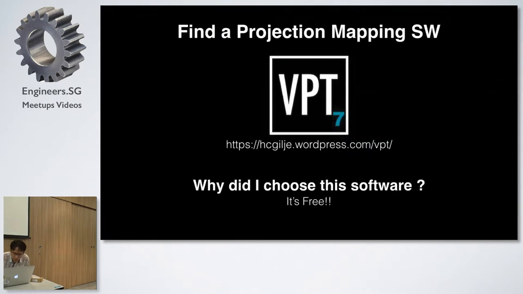Okay, so back to my slide. The first thing is that I choose a projection mapping software. The one that I use is called VPT7. VPT stands for Visual Projection Tool 7. And why do I choose this? Very simple, it's free. All the others you have to pay for.